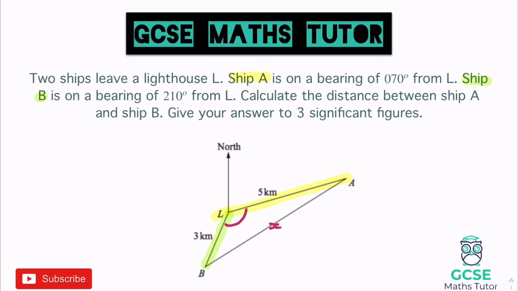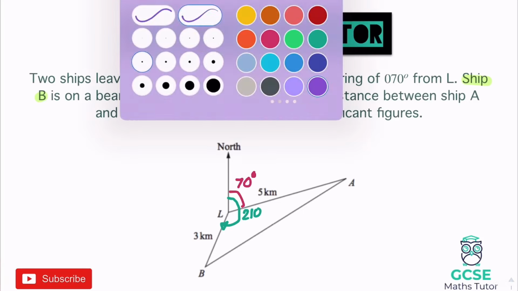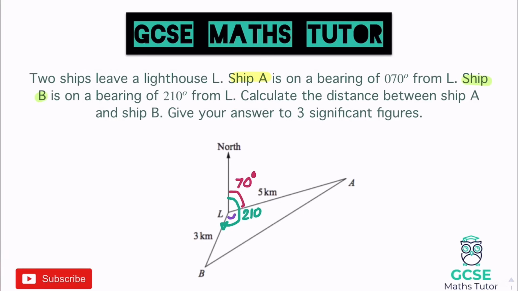So let's get rid of some of this stuff that I've drawn on there. There we go. So it says that this angle here is 70 degrees. Okay, that's given to us in that first piece of information where it says ship A is on a bearing of 70. Then it says ship B is on a bearing of 210. So if I do that in a different colour, that's going right from that north line all the way round to this line here, and it says that that is 210. So the difference between those is going to give us that angle there within the triangle.